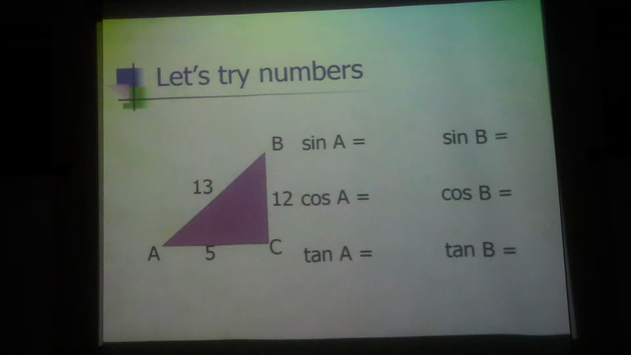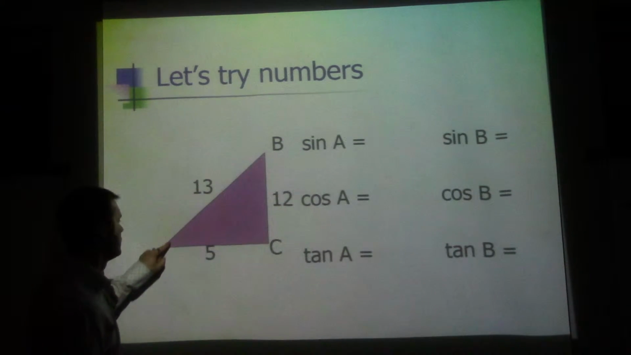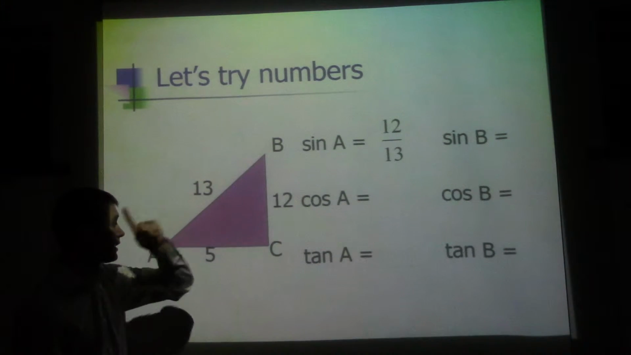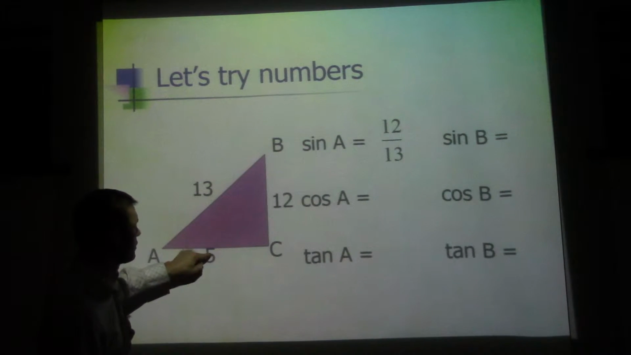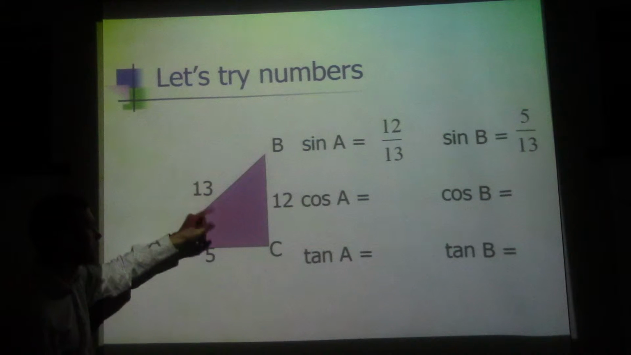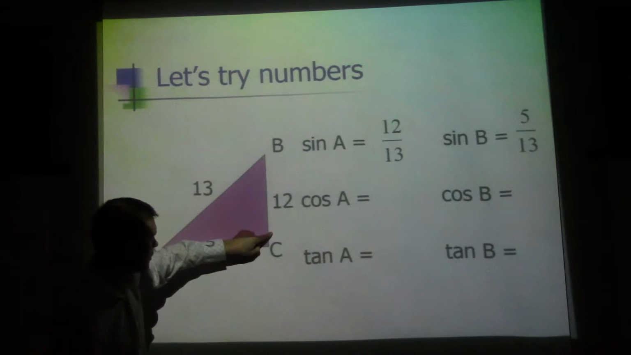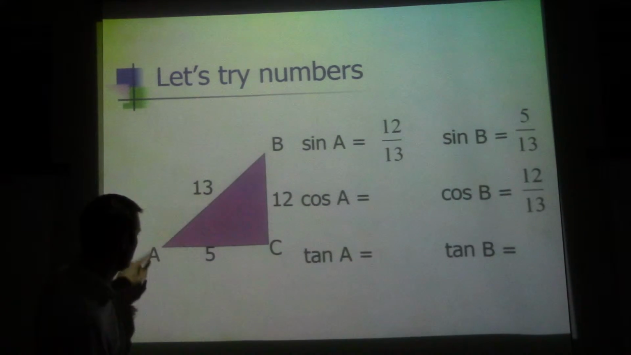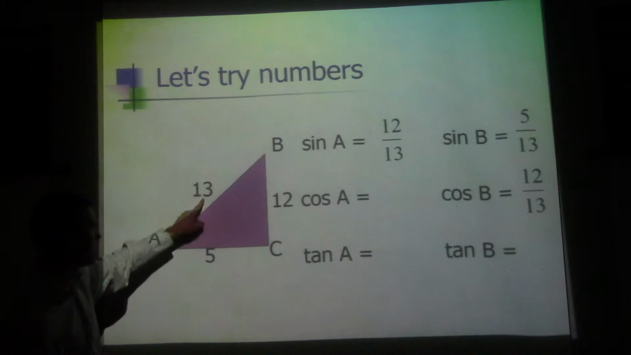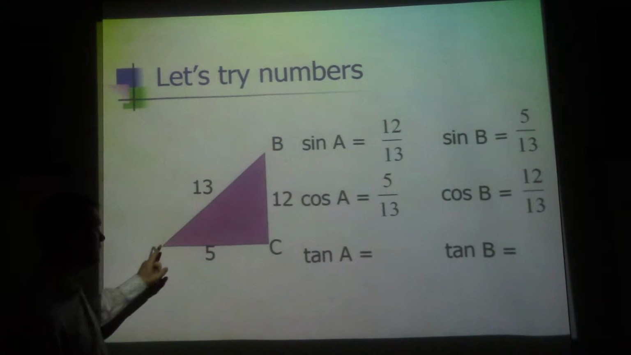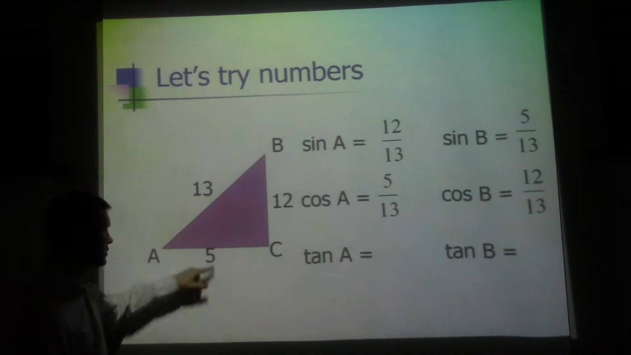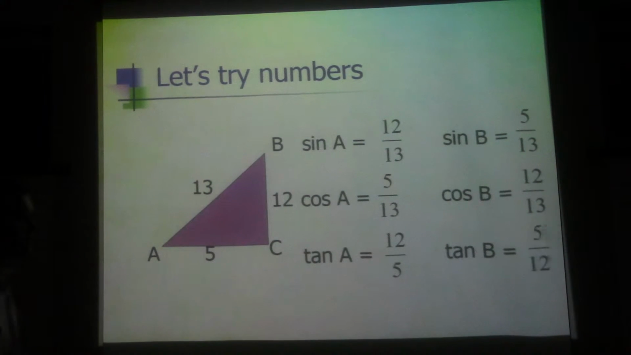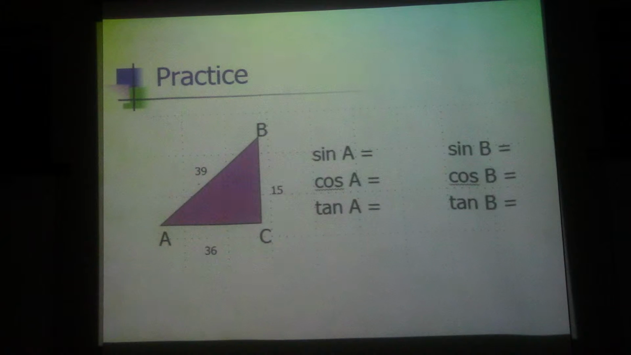So we can go through the same idea here. We want to find the sine of angle A. We start with opposite 12 over the hypotenuse, which is 13. Sine of angle B would be opposite 5 over hypotenuse 13. Cosine B, adjacent over the hypotenuse, so 5 over 13. Cosine A, adjacent 12 over the hypotenuse 13. And then tangent A, opposite over adjacent, 12 over 5. And from B, we go opposite 5 over 12.